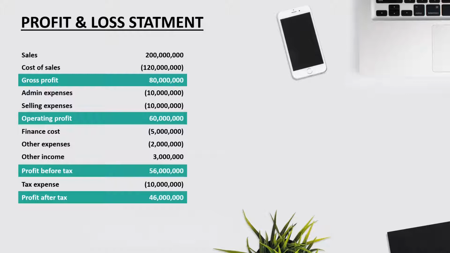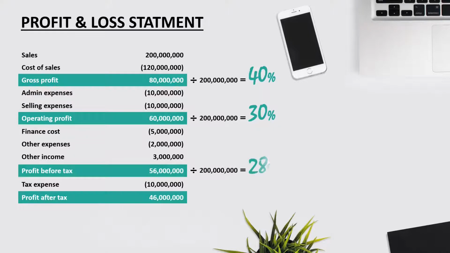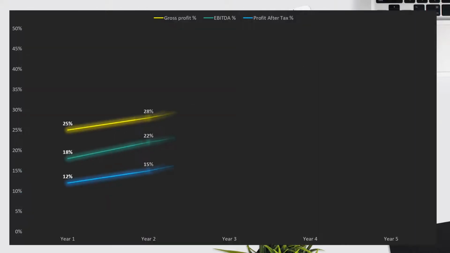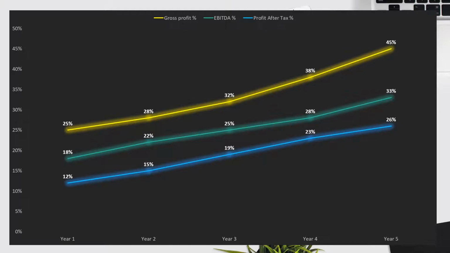If you divide gross profit by sales, you get gross profit percentage. Similarly, if you divide operating profit by sales, you will get operating profit percentage. Same goes for profit before tax and profit after tax. Then there is EBITDA percentage or EBITDA margin, which is calculated in the same way. EBITDA is earnings before interest, tax, depreciation and amortization. Higher the profitability ratios, the better the company is performing.